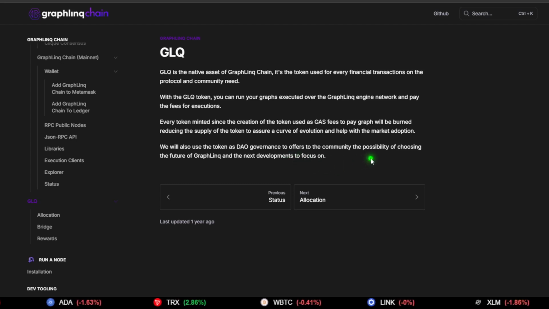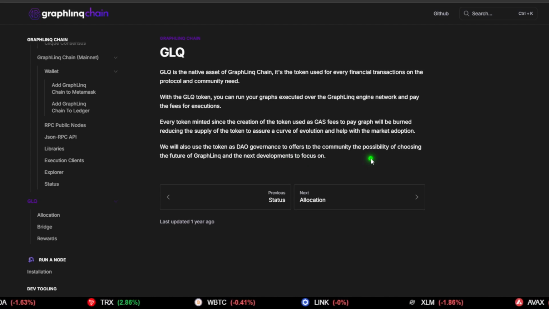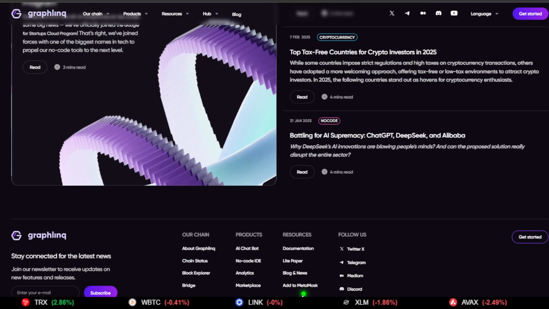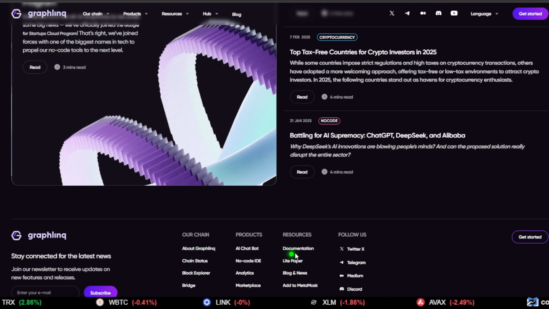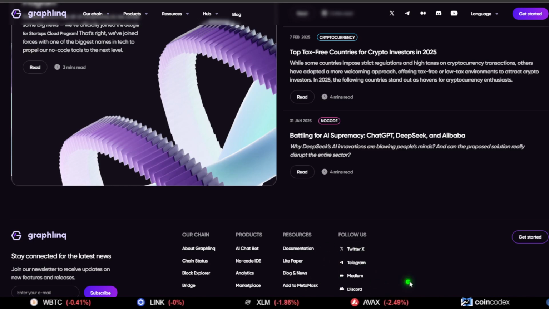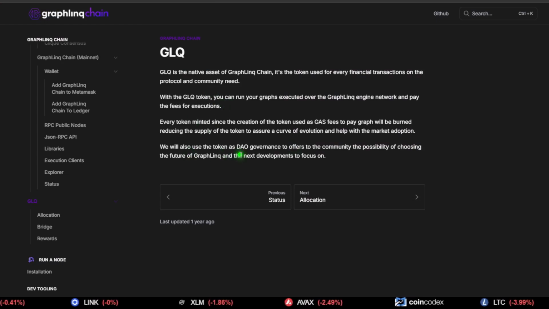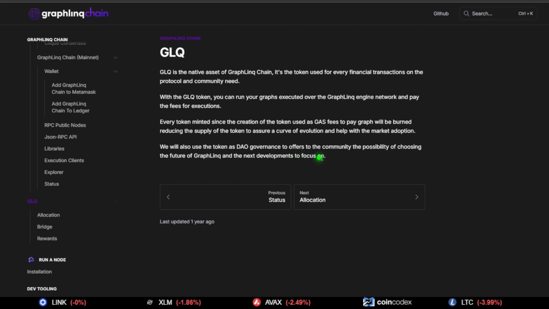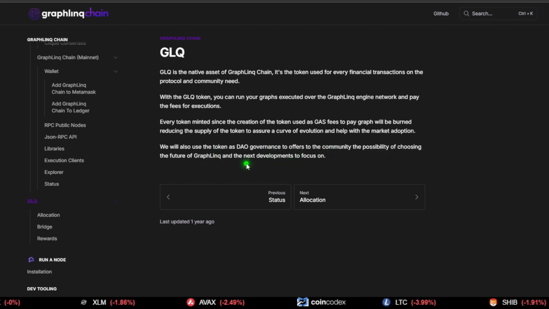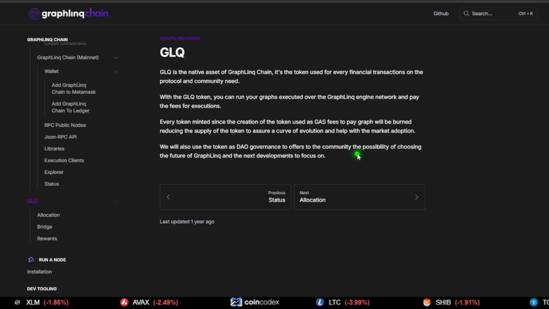Now, we went through the website in fairly good detail, and as you notice, there wasn't much about the DAO. Okay, and that is a bit of a problem. I want to just quickly look at the footer, and you can see that there's not much speaking about the DAO, and this would be a perfect location to put some information about the DAO. Now, if we go back here, they have a sentence. We will also be using the token as a DAO governance to offer the community the possibility of choosing the future of Graphlinq and the next developments to focus on. And that concludes the information on the DAO.